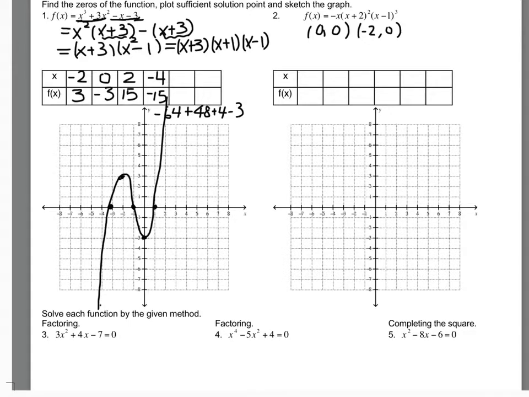And this negative 2, 0 is a double root because it's being raised to the second power. When x equals 1, y will be 0 as well. And this time it's a triple root, because x minus 1 is being raised to the third power.